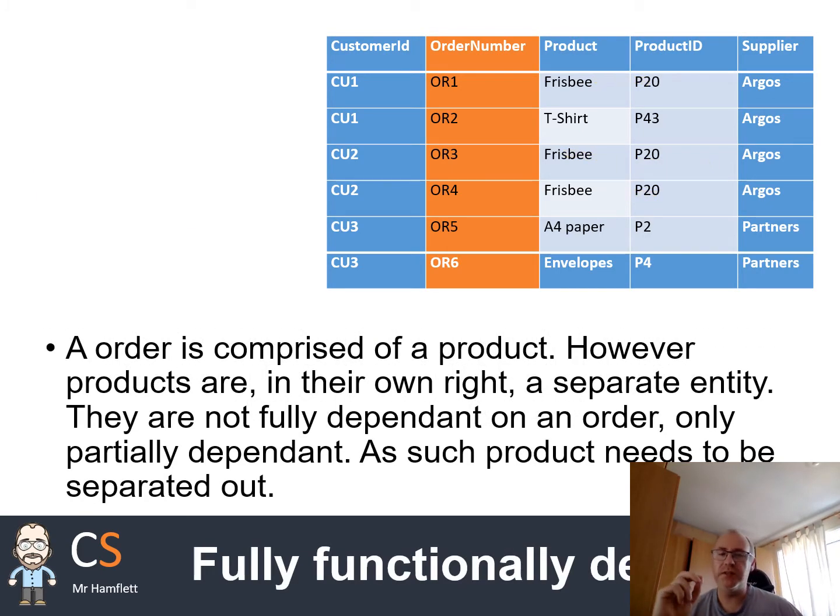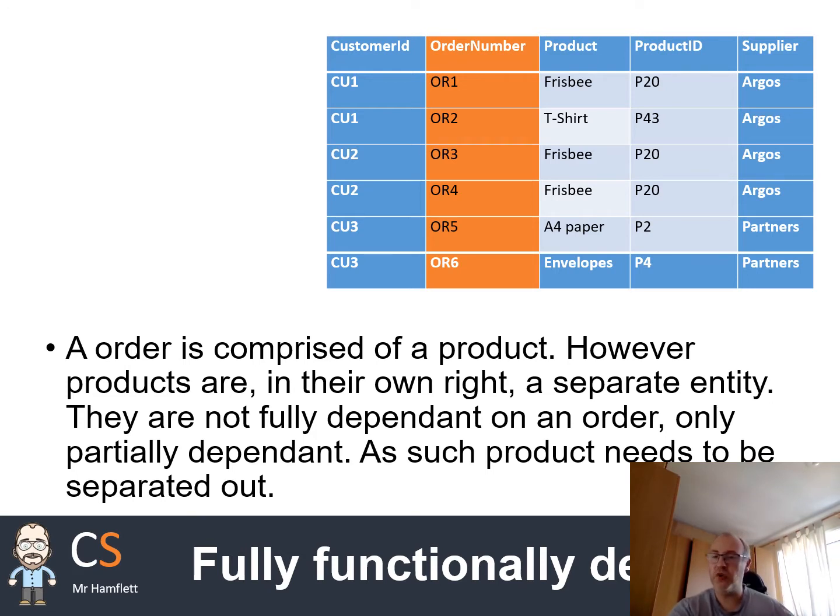So let's explore this idea of fully functionally dependent. Now, let's consider an order. If I make an order, it's going to be made up of products. So if I go onto Amazon, I type in, I don't know, trainers or whatever I want to buy, my order is going to be made up of those products, isn't it? Okay, so I place my order, pay for my order, and then eventually the product will arrive. The order cannot exist without a product because that makes no sense. I can't order nothing, can I? So I must have a product as part of my order.